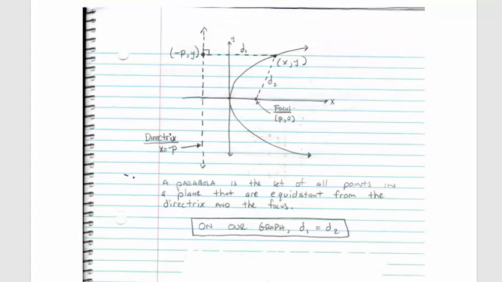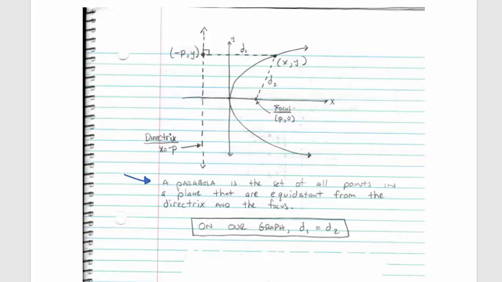So here's another way to define a parabola, and the way this defines it is very similar to the way that we define an ellipse and a hyperbola. A parabola is the set of all points in a plane that are equidistant from the directrix and the focus. So if we look up here at our parabola that I have graphed, here's our directrix, the line behind the parabola, and then our focus just a little bit up from the vertex of the parabola.